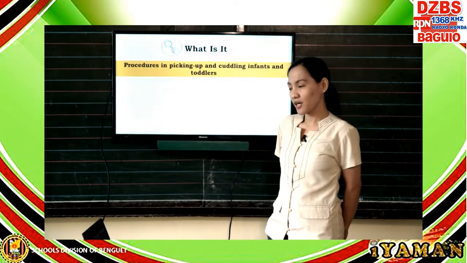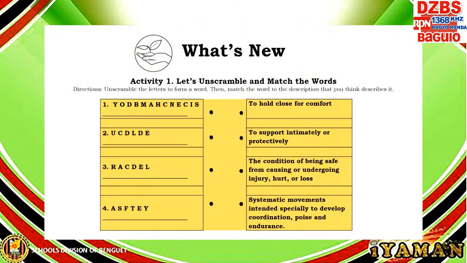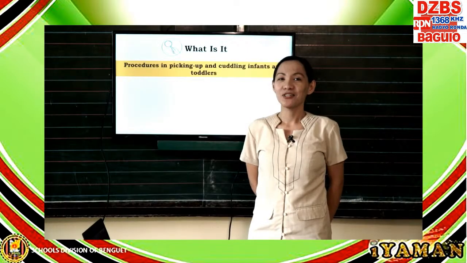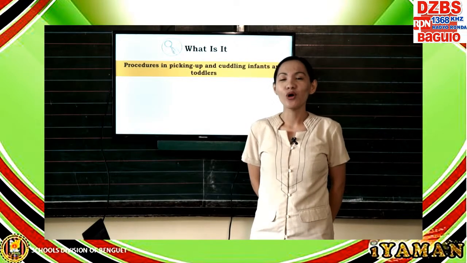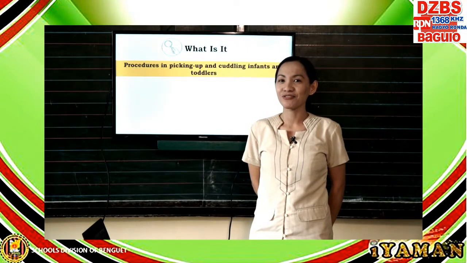So we have now here Activity 1. Let's unscramble and match the words. After answering Activity 1, you can check if you got the answers correctly by checking the answer key located at the end of the module. You did great! You will learn more about these concepts in our lesson for today.